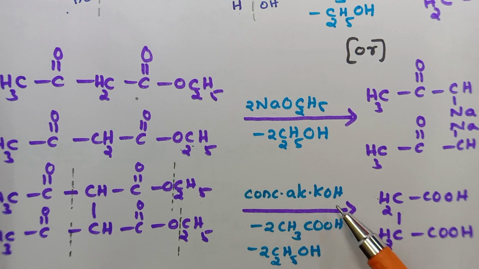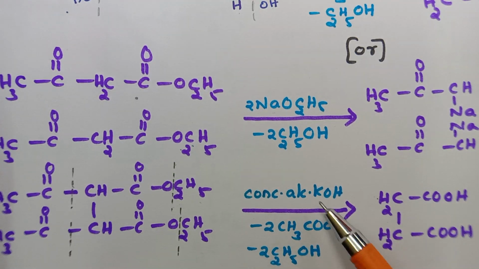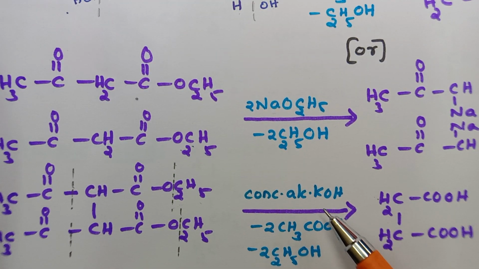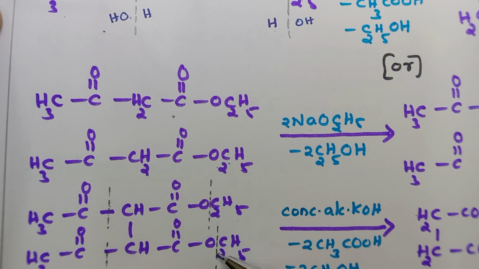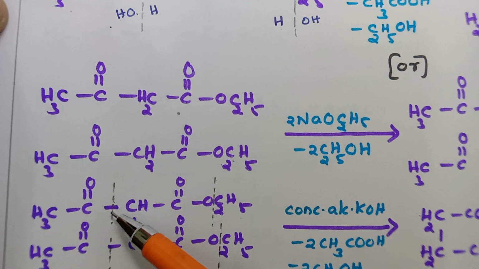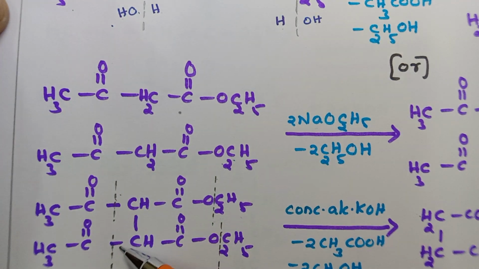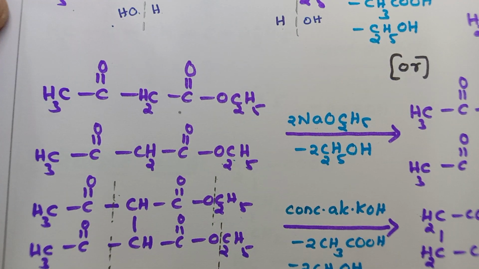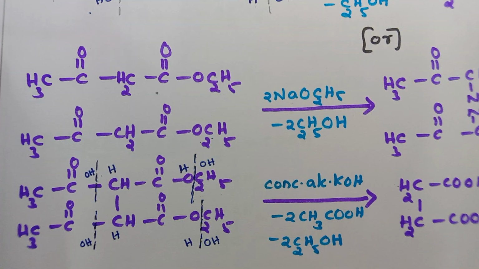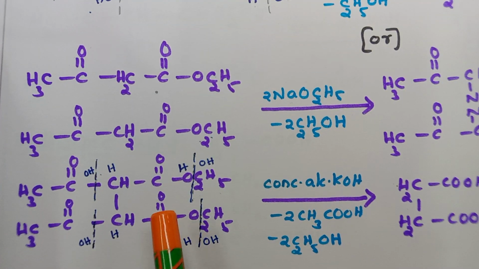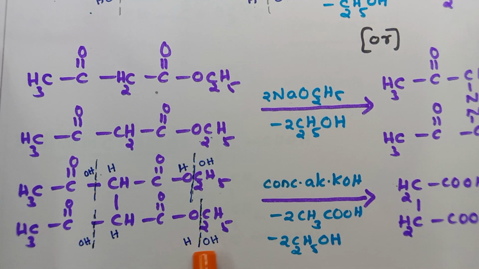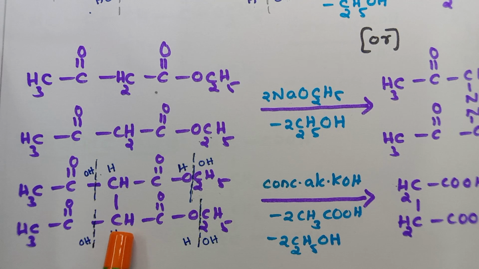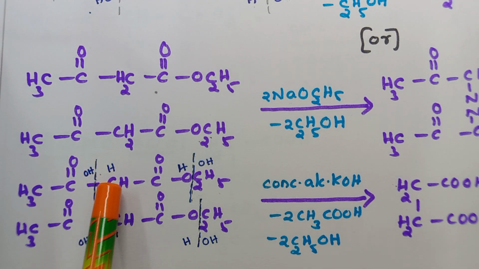Concentrated alcoholic KOH. You know, when this reagent is added, hydrolysis will be taking place. Same here, the bond will be broken. Here the bond will be broken. Here this bond will be broken. This bond will be broken. Okay. So what happens here? Look here, students. Here the bond is broken, HOH. Here the bond is broken, HOH. Here the bond is broken, HOH. Here the bond is broken, HOH.